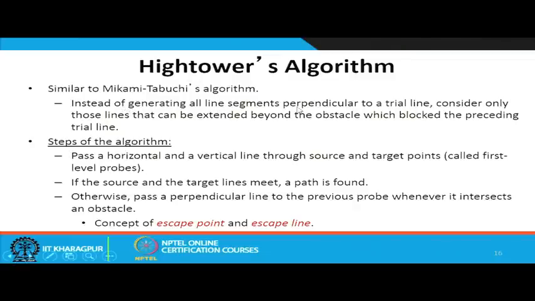Instead of generating all line segments that are perpendicular to a trial line, you consider only those lines that can be extended beyond the obstacle which has blocked the preceding line. So you try to find out something called an escape point and escape line. I'll explain this with the example. You draw the perpendicular lines only at the escape points. The steps of the algorithm are similar. You pass a horizontal and vertical line through source and target, the first level probe; if they meet, the path is found. Otherwise, pass a perpendicular line to the previous probe line, but not at all grid points, only at the escape points.